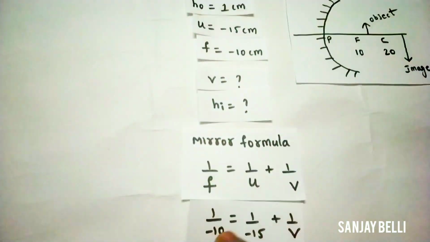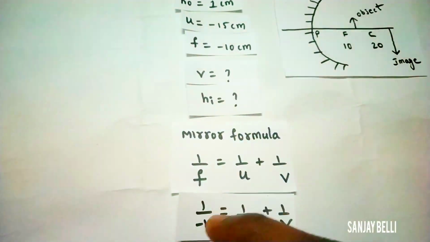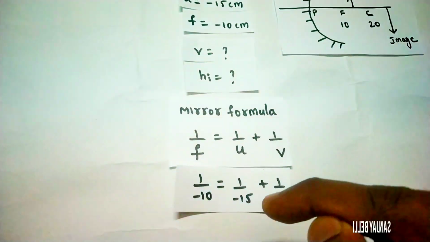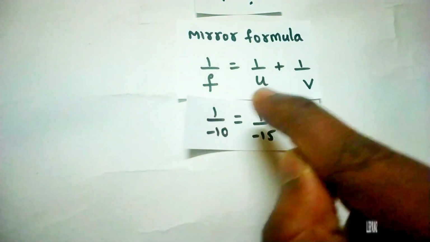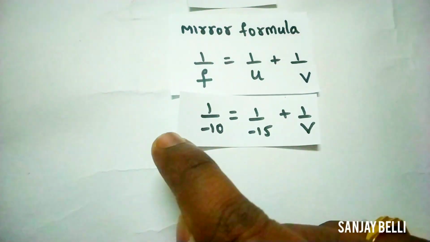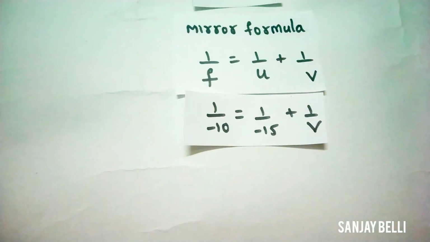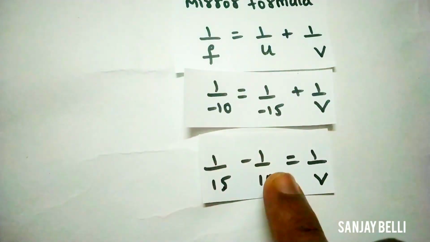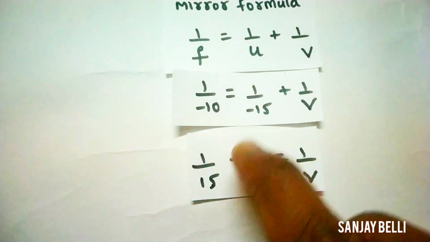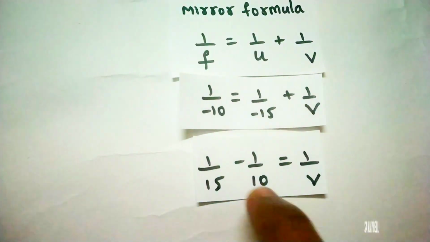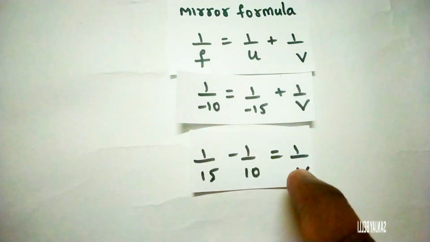How did we get this? Where f is minus 10, so 1 by minus 10 equals, u is minus 15, so 1 by minus 15 plus 1 by v. Now what we have to do? This 1 by minus 15 shifts to the left side. Once we shift it to the left side, it becomes positive. So 1 by 15 minus 1 by 10 equals 1 by v.